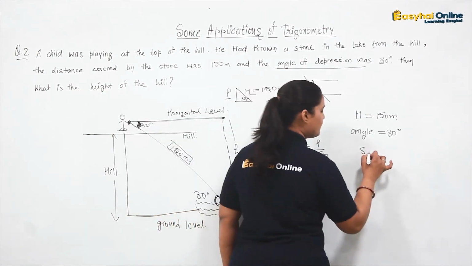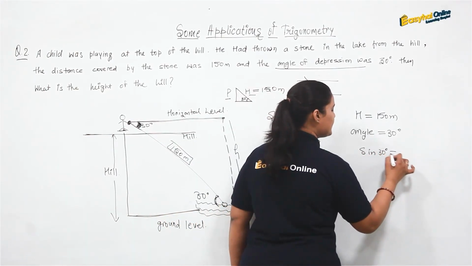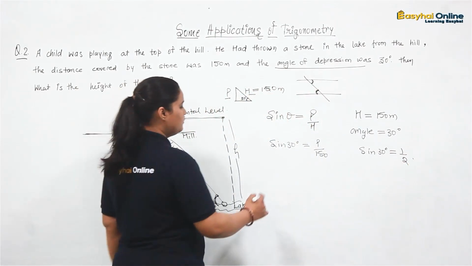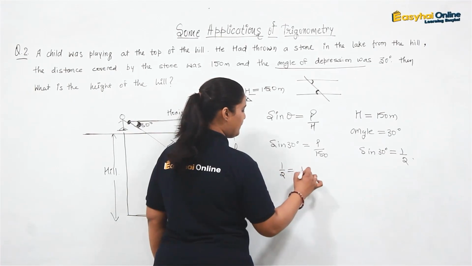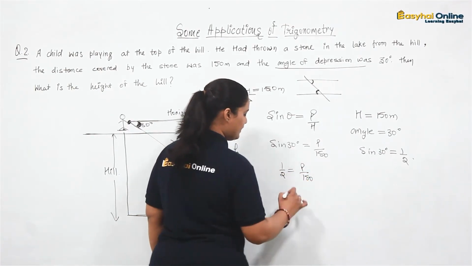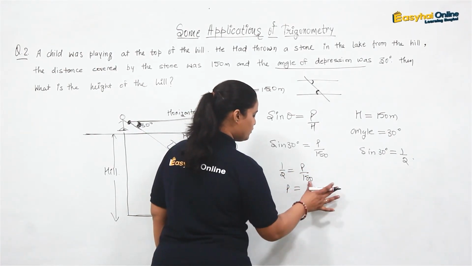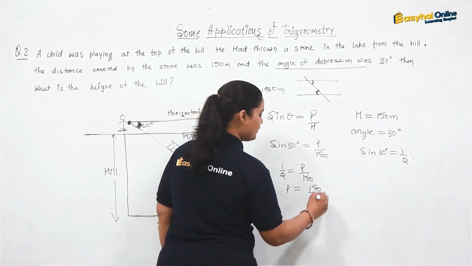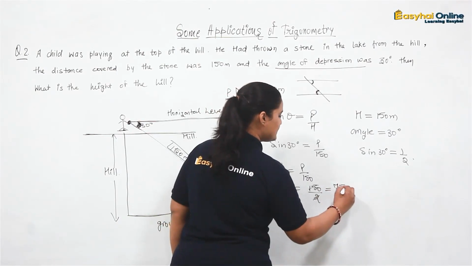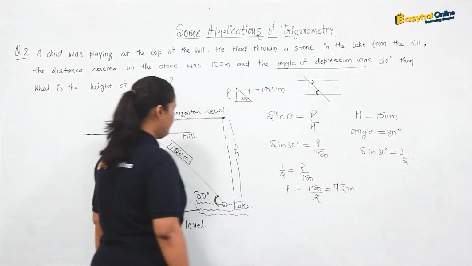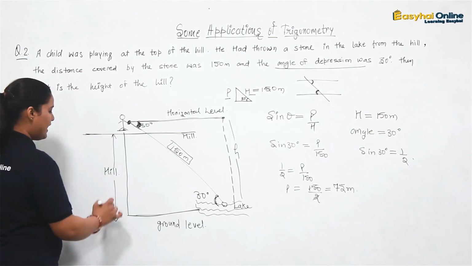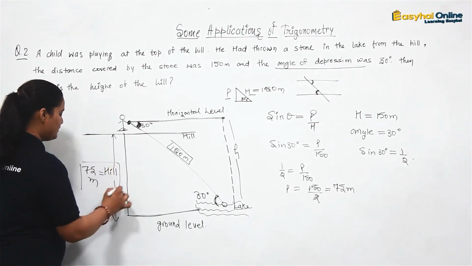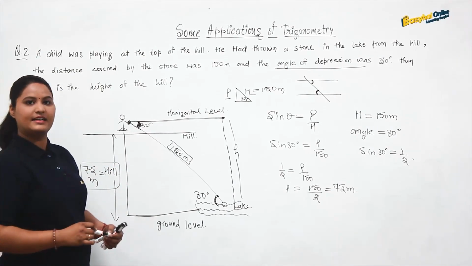Now what is the value of sin 30? Sin 30 is equal to 1 by 2. Let's put the value: 1 by 2 is equal to perpendicular upon 150. Hence perpendicular will be equal to 150 upon 2. It means it will be 75 meters. Hence I can say the height of the hill is 75 meter. Okay, is that clear?